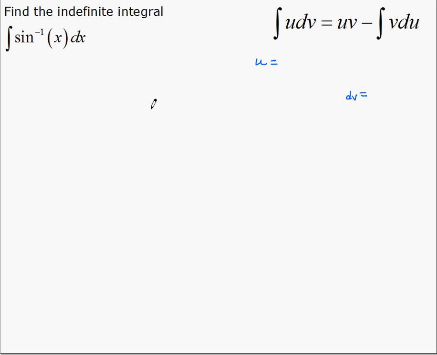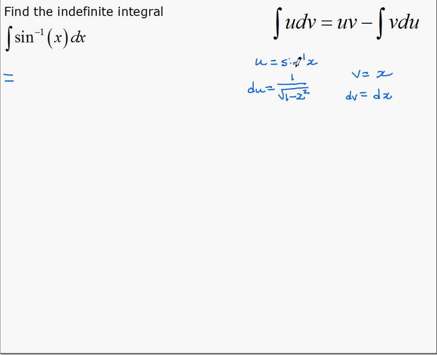We don't know what the integral is. That's actually the question. So we do know the derivative, and the derivative does get rid of the sine inverse, so that does make it easier. And we can easily integrate dx. So the integral of dx is x. The derivative of u, so the derivative of sine inverse, is 1 over the square root of 1 minus x squared. So now we'll put the pieces in and see what we get.